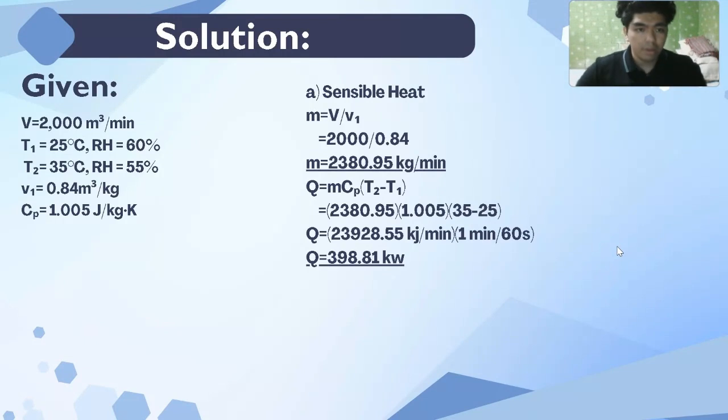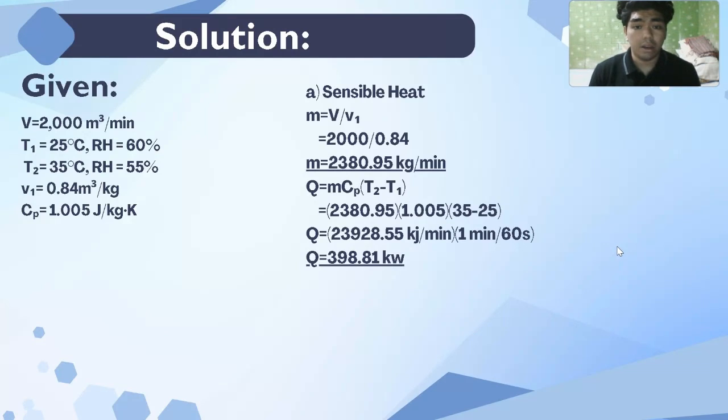These are the solutions. First, we need to put the given, which is V equals 2000 cubic meters per minute. T1 is equal to 25 degrees Celsius with a relative humidity of 60%. T2 is equivalent to 35 degrees Celsius with a relative humidity of 55%. V1 is equal to 0.84 cubic meters per kilogram and the CP of 1.005 kilojoules per kilogram times Kelvin.